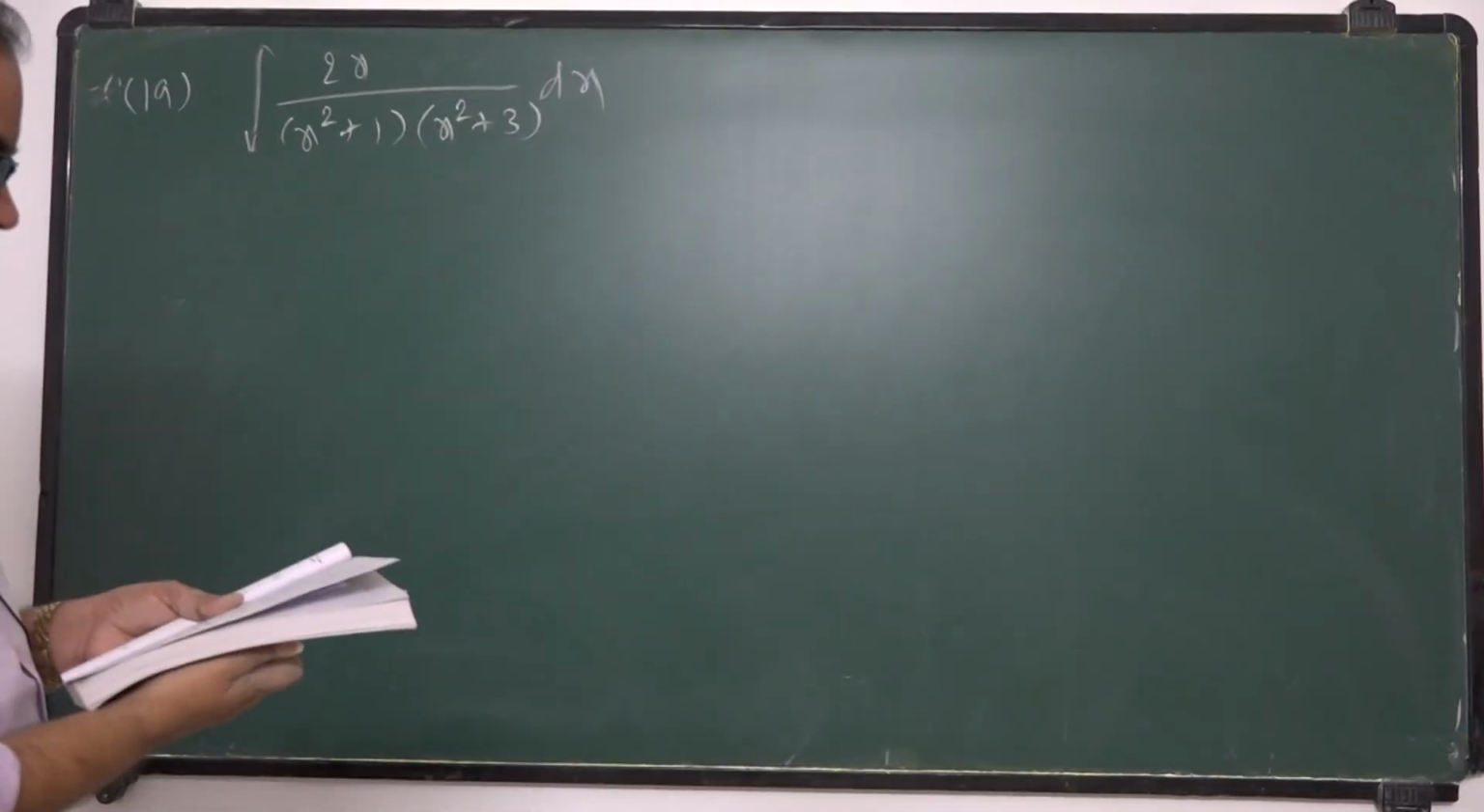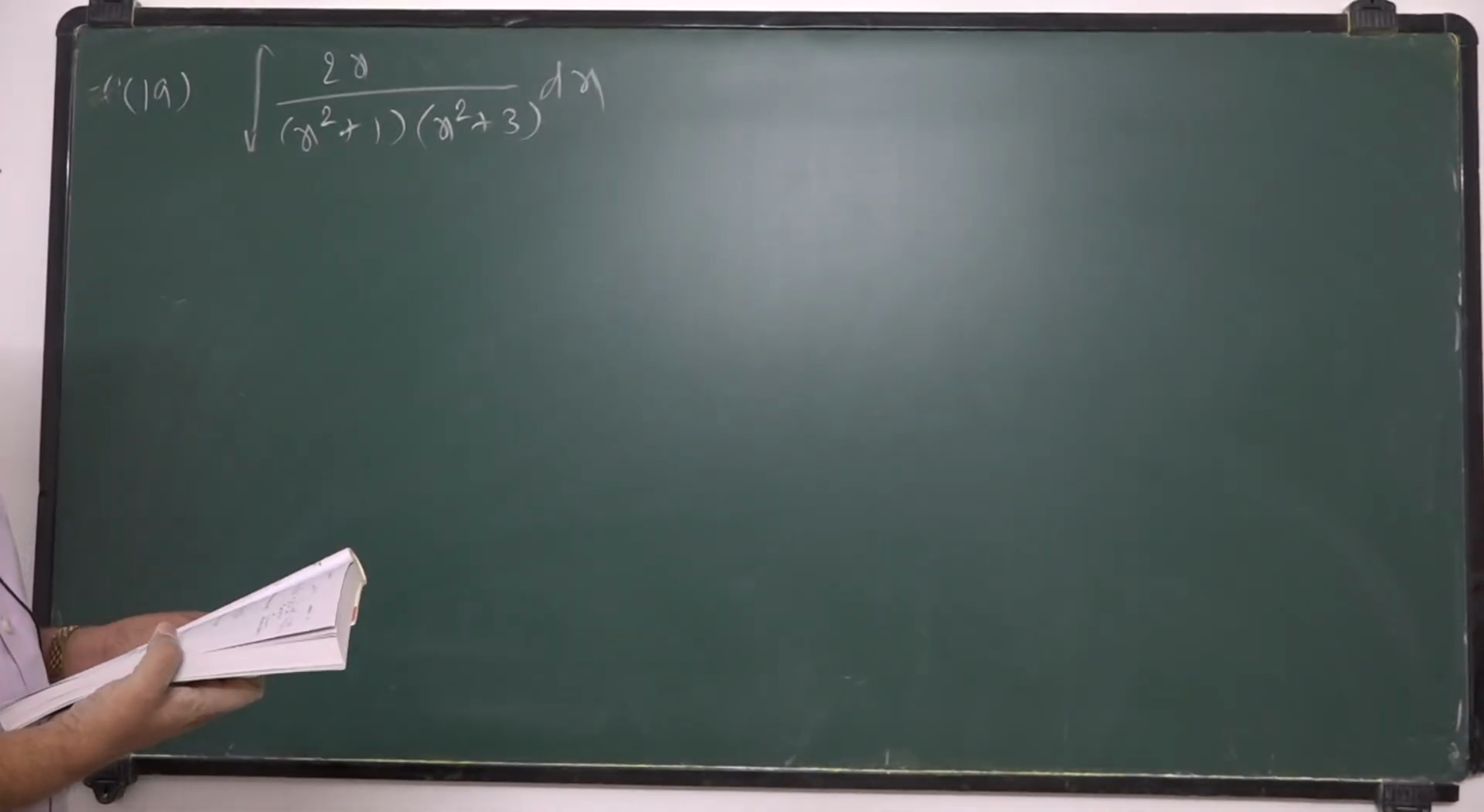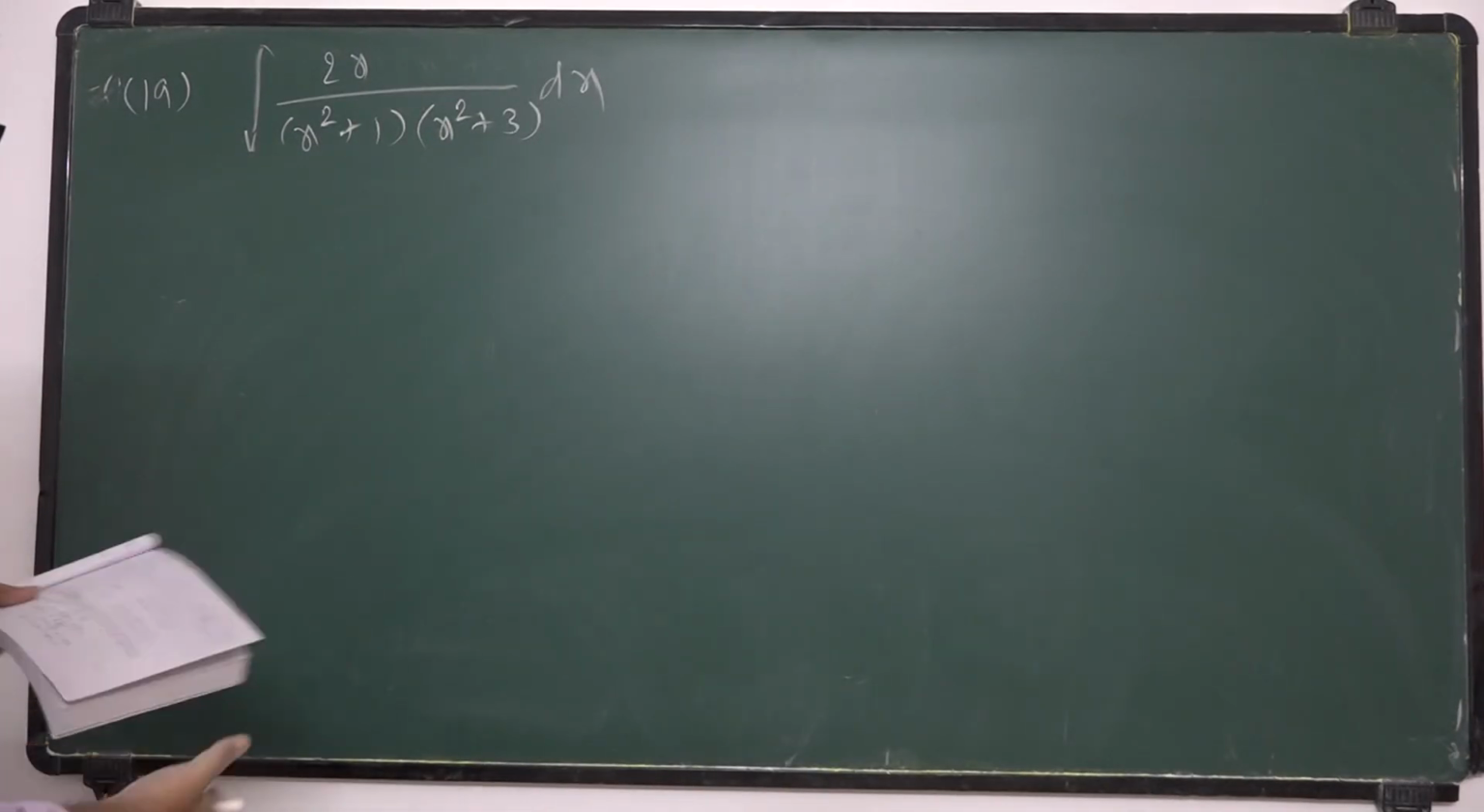Integral 2x by x square plus 1 into x square plus 3.